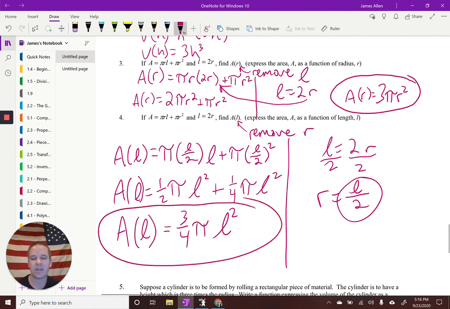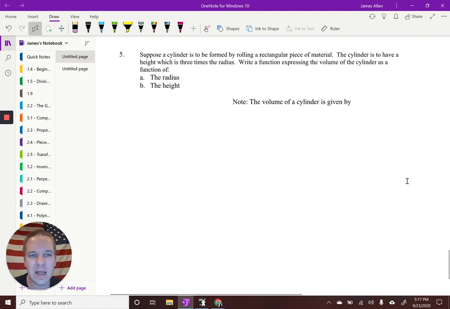And I'm going to leave it like that. That's the most simplified, condensed, beautiful looking function that we have there. Area as a function of L, our length. I like it. Wonderful. Okay. Uno más. All right, last one here.